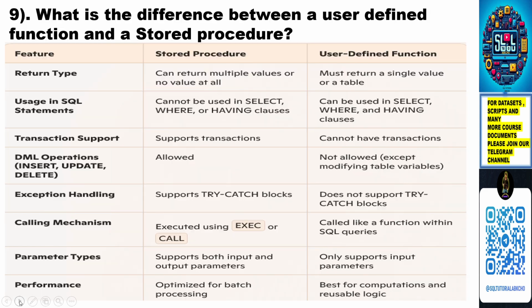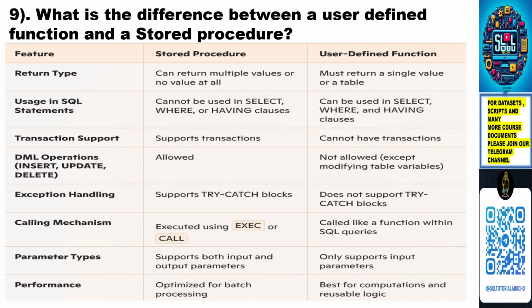Next we have the ninth question, and this is a very important question. It is for any level of expertise, from beginner to around 20 years of experience. This question is asked to everyone at least one time. What is the difference between a user defined function and a stored procedure? According to features, we will differentiate between them. According to return type, a stored procedure can return multiple values or no value at all, whereas a user defined function must return a single value or a table.